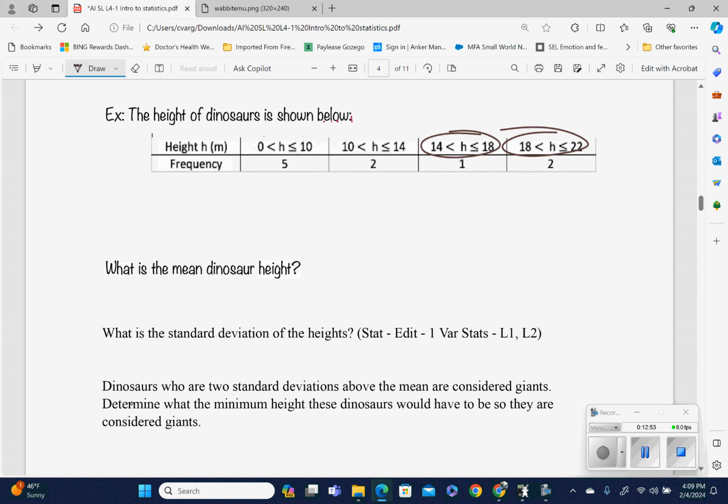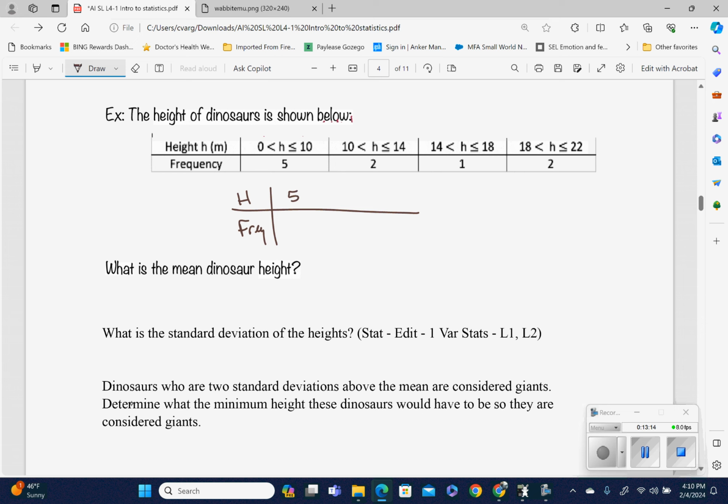So what we do here is we're going to find the number in the middle because it's hard to find. Like, you have 5 numbers between 0 to 10, you don't know what the number is. So we're just going to find the number that's in the middle. Okay, so let's just say here's height, here's frequency. So between 0 and 10 is 5.